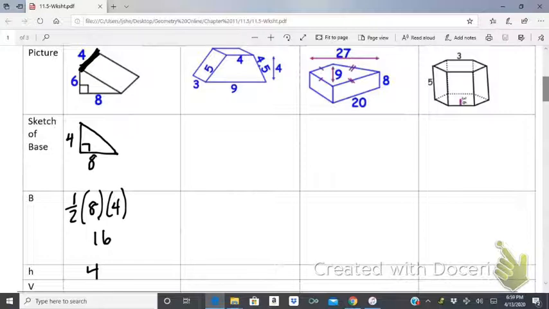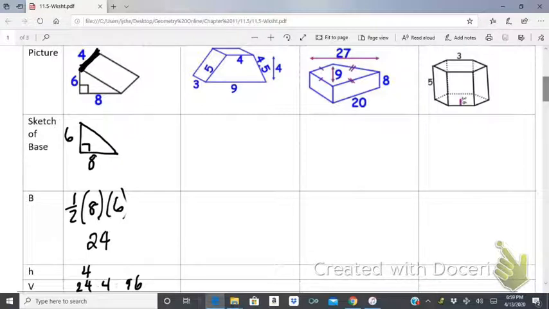Did I do my math wrong? Oh yeah, I did. Hang on. I wrote something down wrong right here. So let's fix that. My triangle is actually a 6 by 8, so that's a 6. So then that's going to end up being 24. My height is still 4, that didn't change, so now I'm going to do 24 times 4, and 24 times 4 is 96.